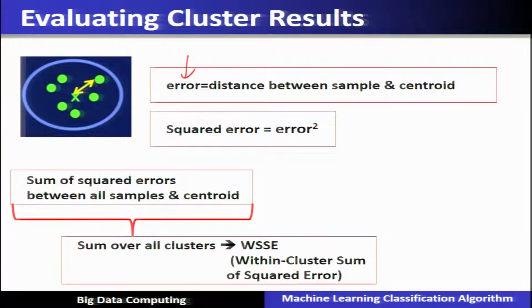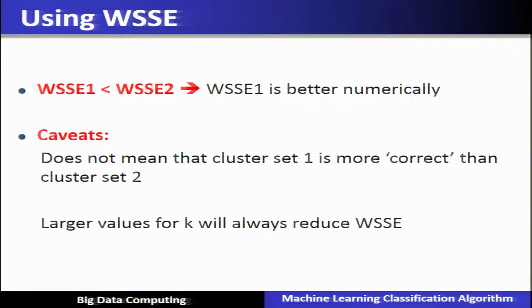So, for example, we can measure the distance between the centroid and the data points for all data points, and we take the sum of these squared errors. This sum of squared errors between all samples and their centroid is calculated over all the clusters. Hence, within the cluster sum of squared error is the new term which we now call WSSE. This term which we have calculated is used to do this analysis.